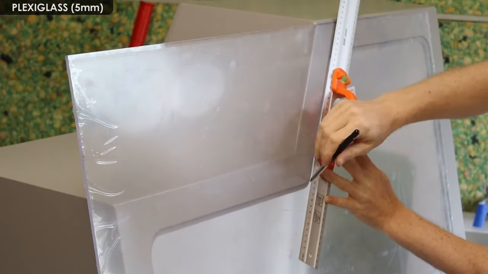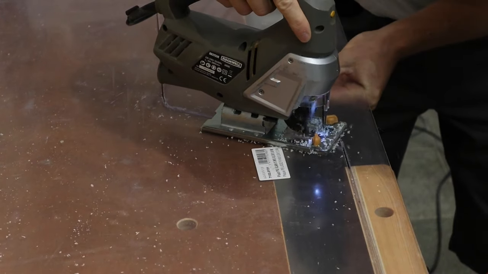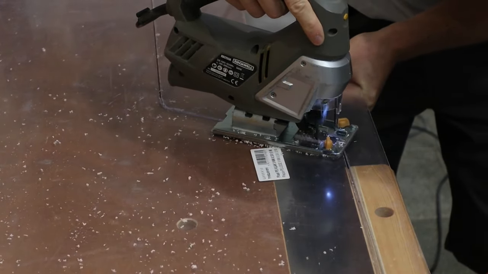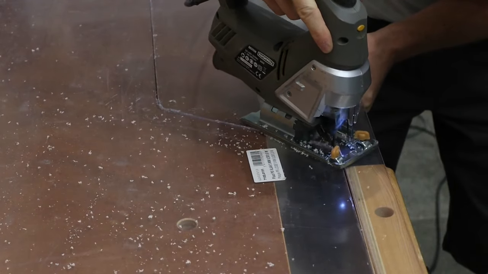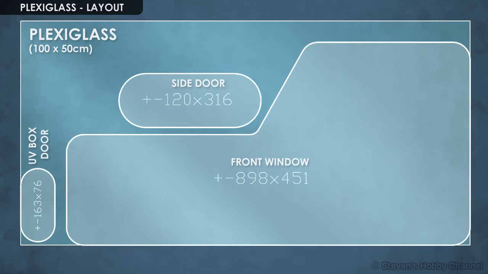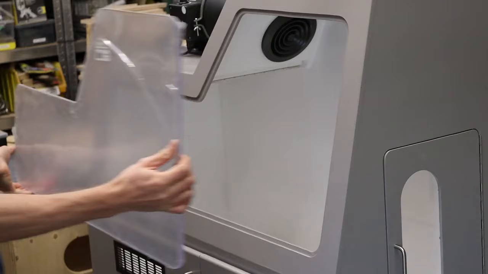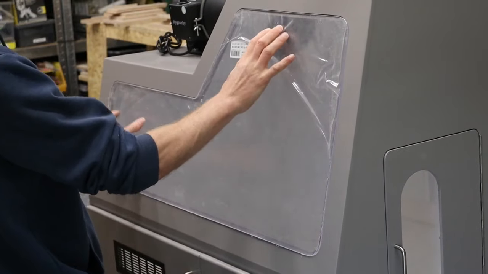I marked out the contour of the opening with a ruler, and then did a rough cut with a jigsaw. It's best to use a slow speed setting so the saw blade doesn't melt the plastic. And by the way, all the plexiglass parts for this project were cut from a single sheet, as you can see in this layout. After some careful filing and sanding, the plexiglass falls into place.